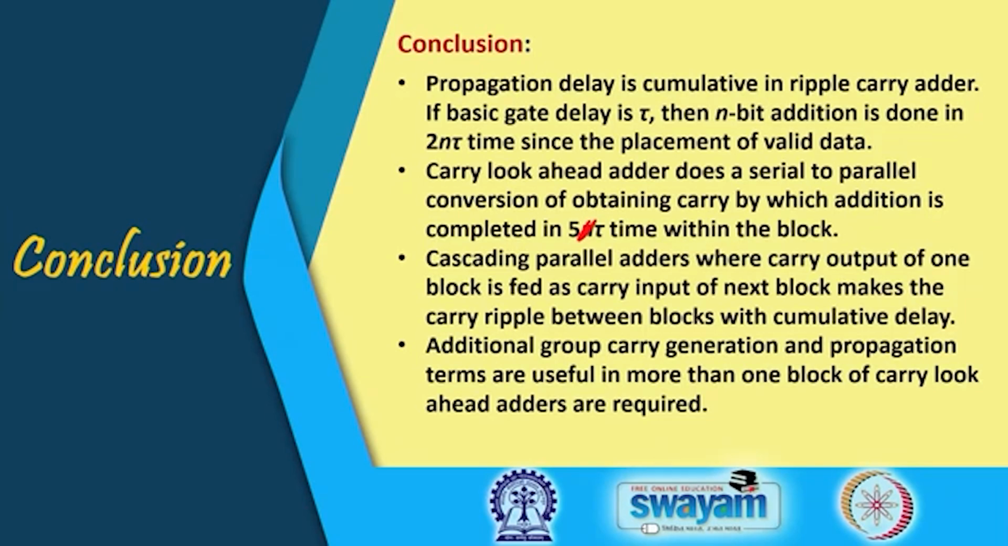Cascading parallel adders, where the carry output of one block is fed as the carry input of the next block, makes the carry ripple between blocks with cumulative delay. And to avoid that, we can have additional group carry generation and propagation terms, by which we can get carry look ahead by an aggregator, and that reduces the time for generation of the carry. Okay. Thank you.